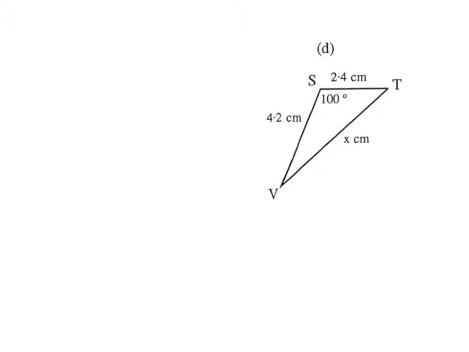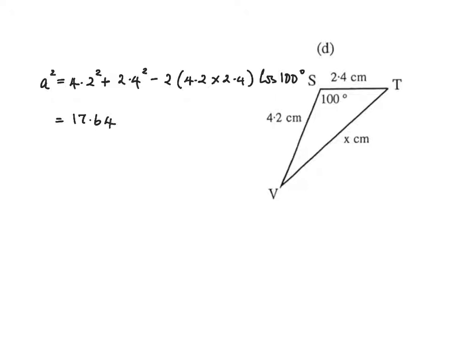Cosine rule again, so a squared equals 4.2 squared plus 2.4 squared minus 2 times 4.2 times 2.4 times the cos of 100 degrees. 17.64 plus 5.76 minus 20.16 cos of 100 degrees.